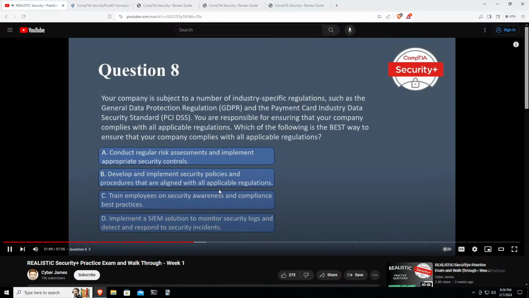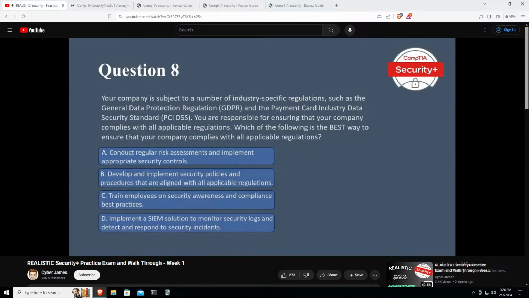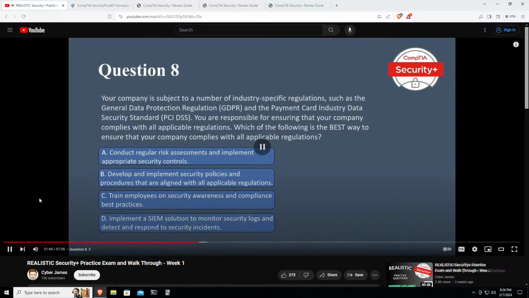So the only issue I have with B not being the answer is that when it comes to GDPR and PCI DSS, the security policies are already made, so you're not developing those. And for A, conduct regular risk assessments and implement appropriate security controls. Conducting regular risk assessments is required for both the PCI DSS and GDPR regulations. So that makes sense there. And implement appropriate security controls. I think that second part is the key there. I'm going to go with A.